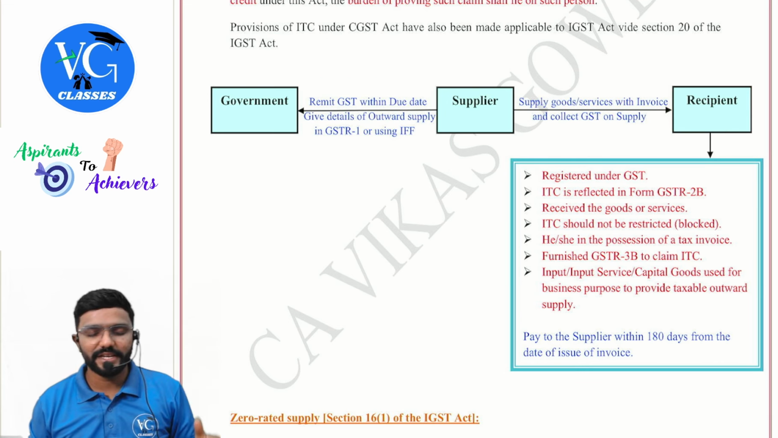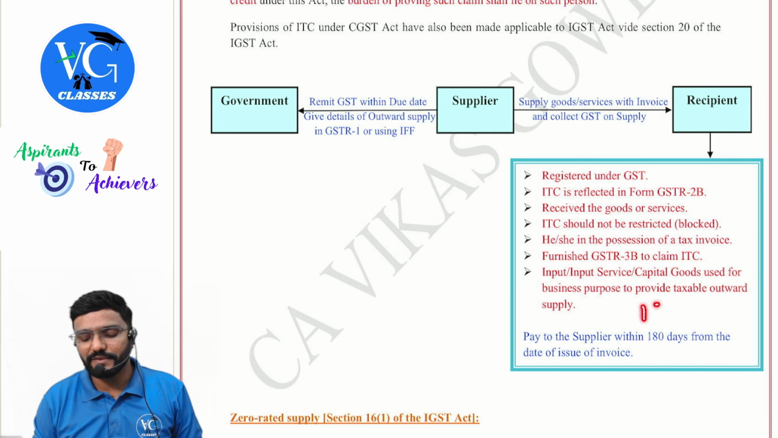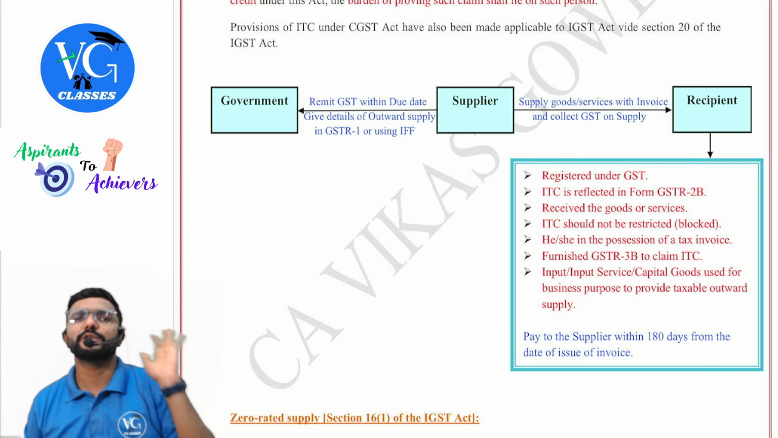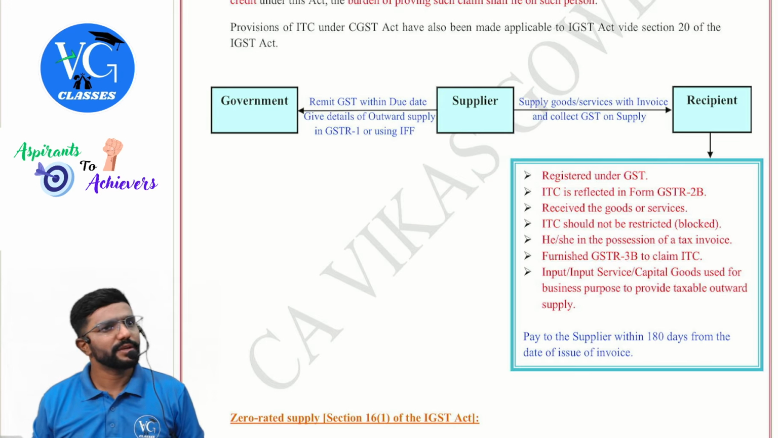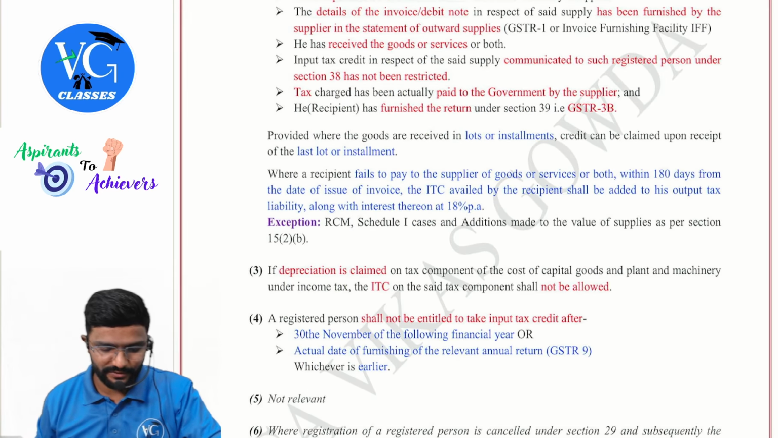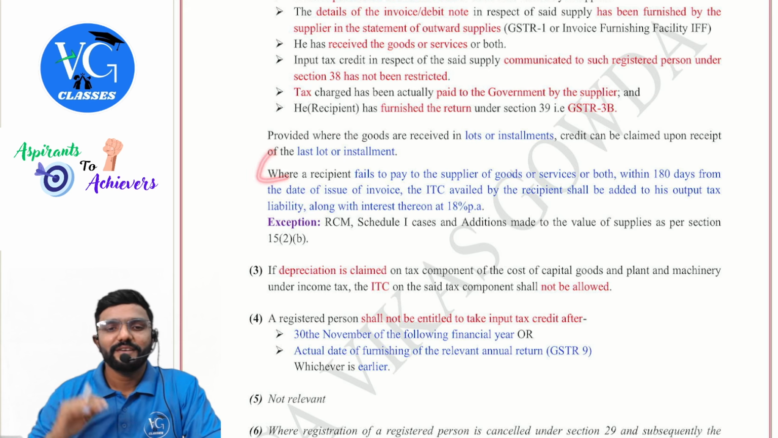So in that case, they are telling that if the recipient has not yet paid within 180 days, please reverse it on the 181st day. Immediately after 180 days, you have to reverse it. That too, along with interest, because you have enjoyed some free benefit till now. Time value of money is there.